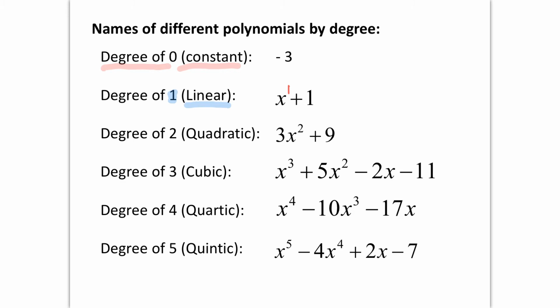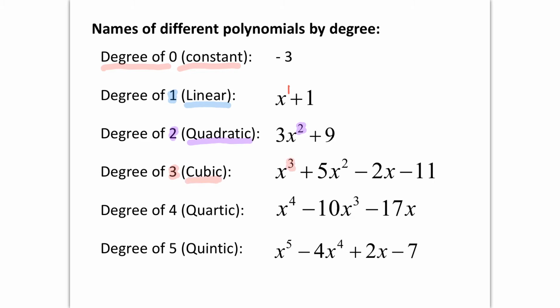We also have degree of 2, and degree of 2 is a quadratic. The name quadratic means degree of 2. Why is it degree of 2? Well, the highest exponent is 2 in the polynomial, degree of 2. We also have a degree of 3, and that is called a cubic polynomial.